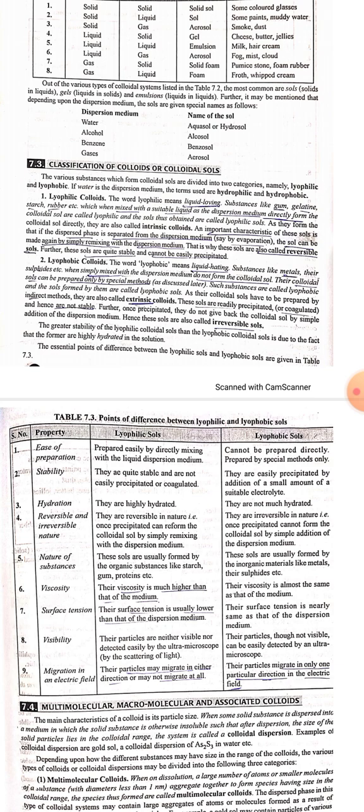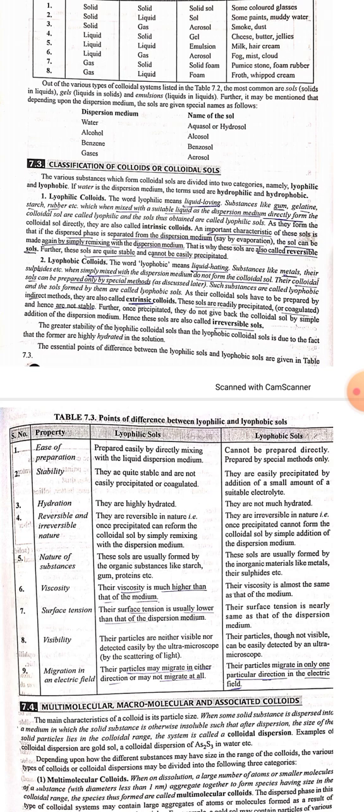An important characteristic of these sols is that if the dispersed phase is separated from the dispersion medium, say by evaporation, the sol can be made again by simply remixing with the dispersion medium. That is why these sols are also called reversible sols. Further, these sols are quite stable and cannot be easily precipitated.